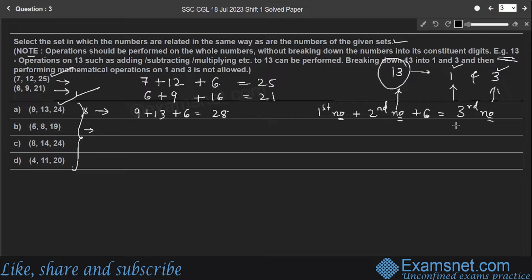And the second one, 5, 8, 19. First number plus second number plus 6. So 5 plus 8 is 13, plus 6 is 19. Therefore, the second set, option B, follows the same logic, that first number plus second number plus 6 is equal to the third number. Therefore, option B is the right answer. You can check the third and fourth options too, which do not follow the same logic.